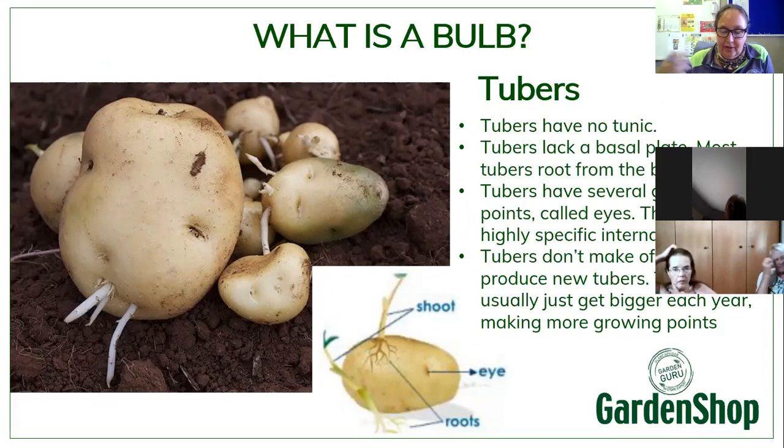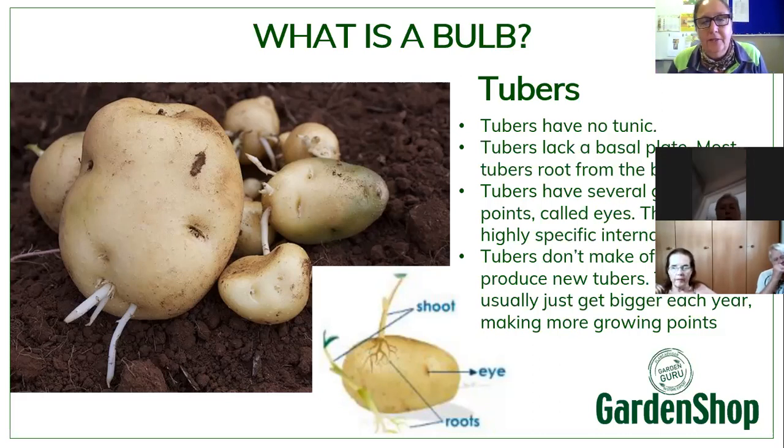They don't have a coat or a tunic, and they don't have any basal plate. Instead, they have several eyes, sometimes at the top, sometimes like a potato, all around the plant. And those would be several growing points from which the plants would grow.